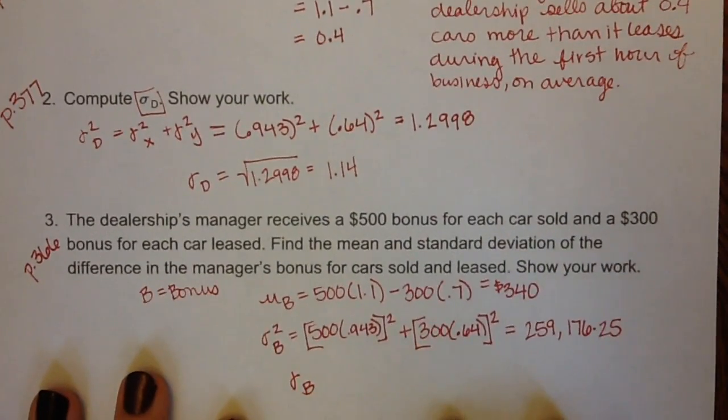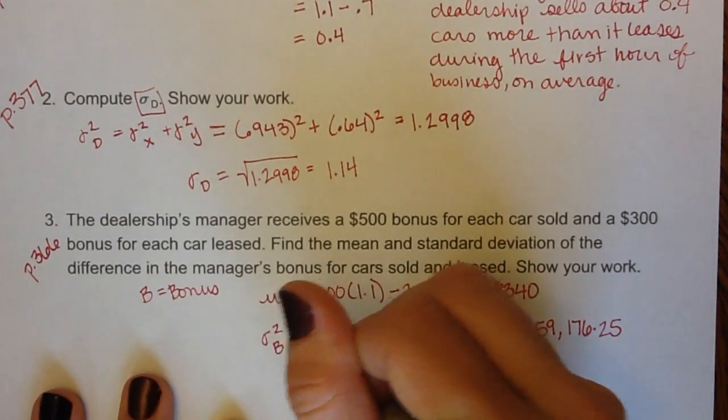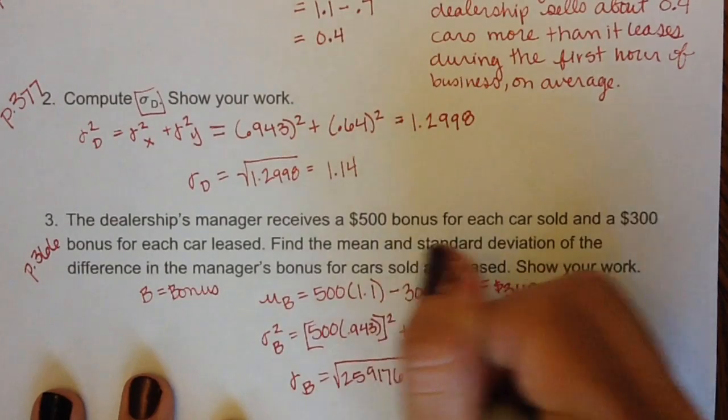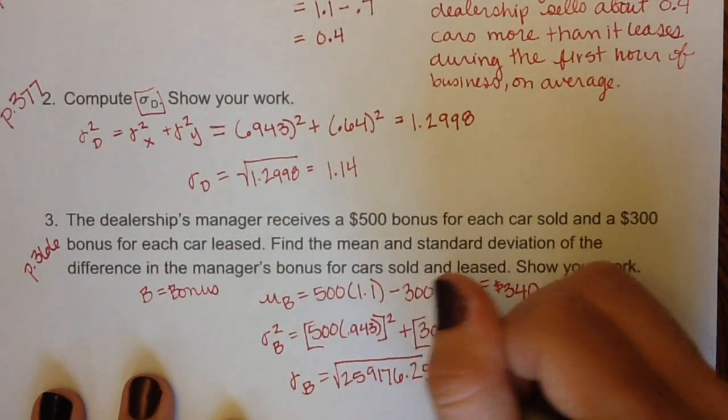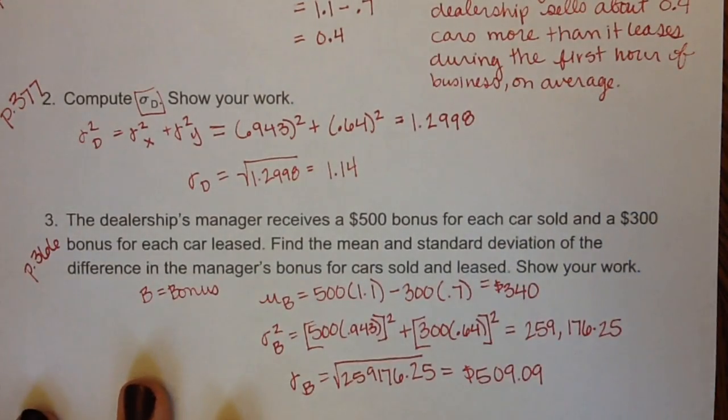But again, we are going to change that into a standard deviation by taking the square root, and that is 259,176.25 is going to now equal $509.09. So again, really just keeping track of all those different rules and formulas. Make sure you're really studying these. Maybe do flashcards or something to help you study them all.